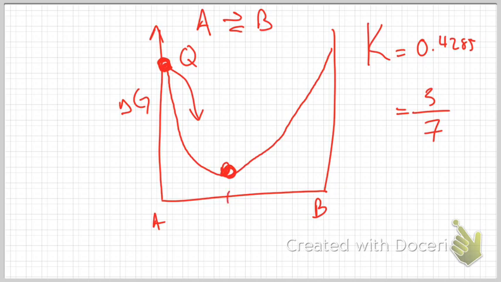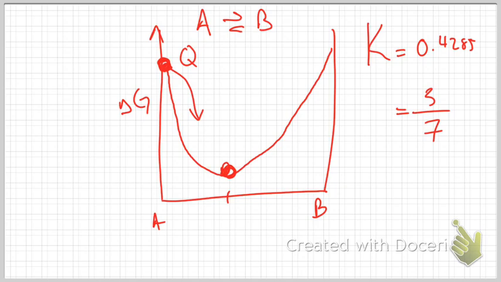You drew the minimum very close to the middle. Why? Slightly off. So if we're in the middle here, that would be a K of 1. We know that the K is slightly less than 1, which means it favors reactants. It lies to the left. The minimum lies to the left of the middle. So that's kind of how all these things connect.